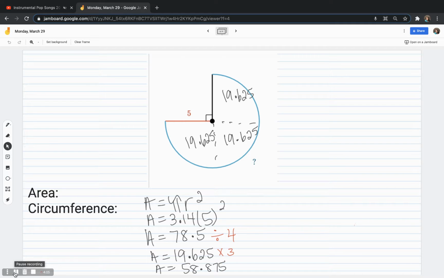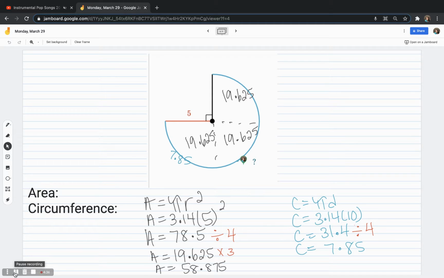All right, I'm going to do the same thing for the circumference. So if the radius is 5, then the diameter is 10. So that's going to give us a circumference of 31.4. Then I'm going to do the same thing here. I'm going to divide it by 4, and that's going to give me 7.85.